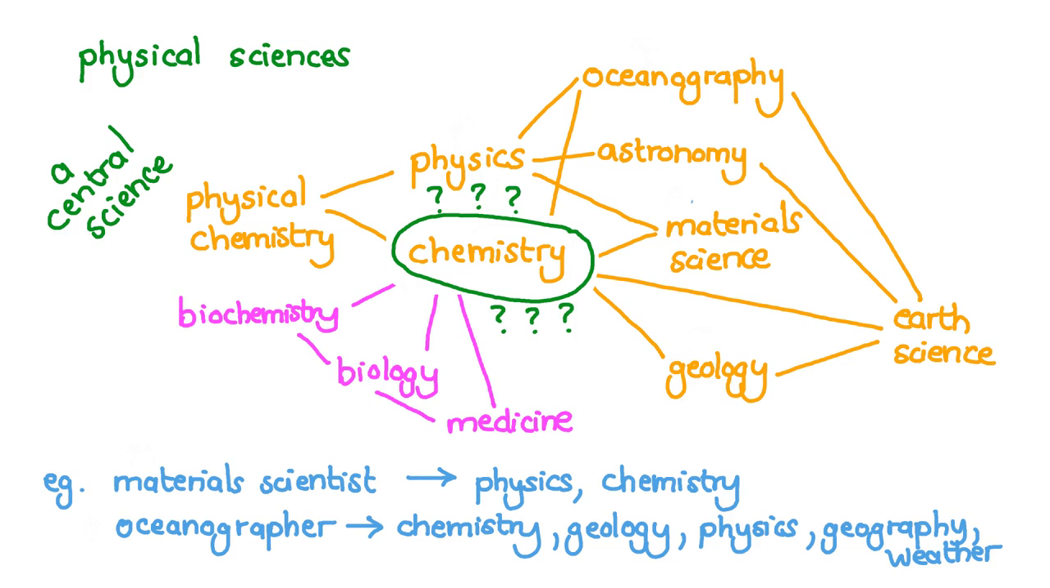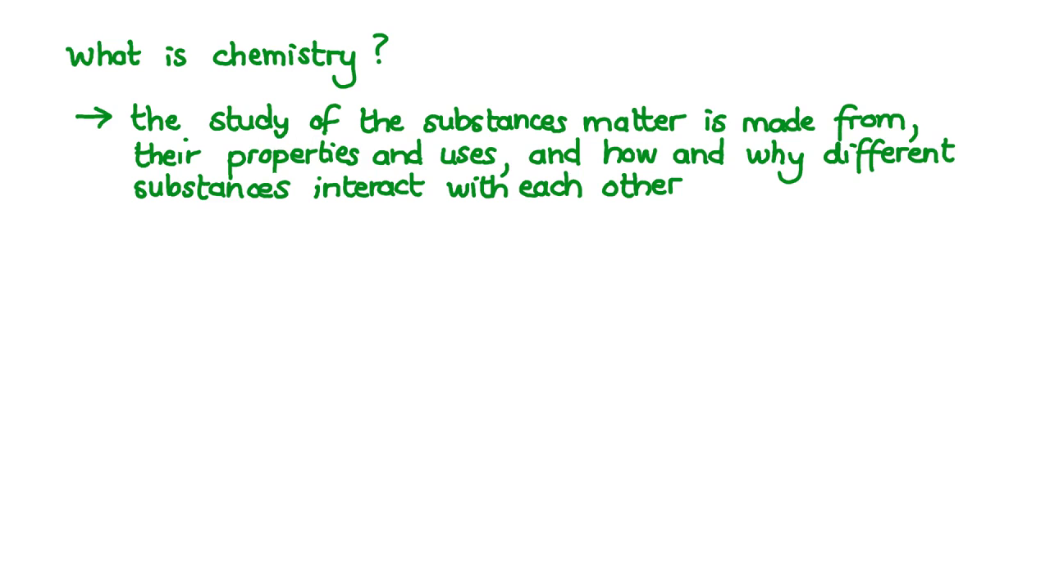So, what exactly is chemistry? A nice formal definition for chemistry is the study of the substances matter is made from, their properties and uses, and how and why different substances interact or react with each other. We could summarize this definition looking at these key words. Chemistry is the study of substances, their properties, uses, and interactions.